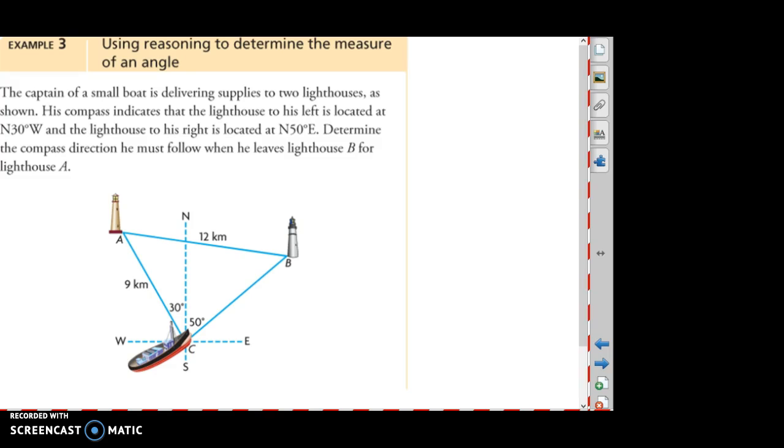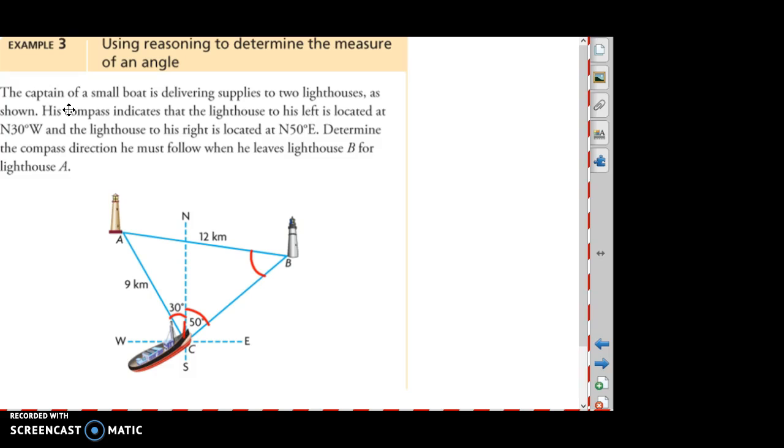Okay, our last example is on page 122, example 3. The captain of the small boat is delivering supplies to 2 lighthouses. His compass indicates that the lighthouse to his left is located at north 30 degrees west. So this is north 30 degrees west. And the lighthouse on his right is located at north 50 degrees east. Okay, determine the compass direction he must follow when he leaves the light.